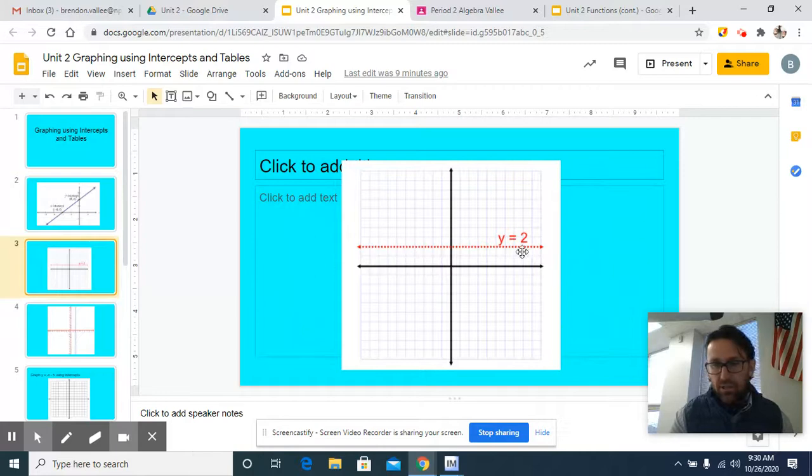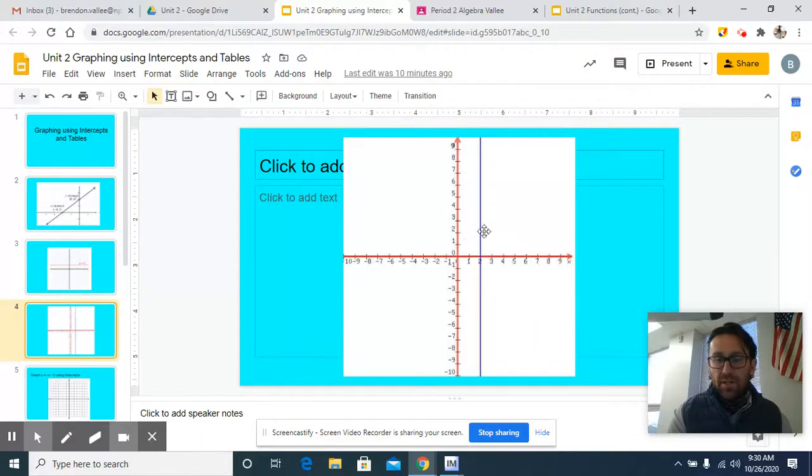This line only crosses through the y-axis. That's a horizontal line, so the equation is y equals 2. That's why there's no x in that equation. This one right here does not cross the y-axis, so the equation of that one would be x equals 2.